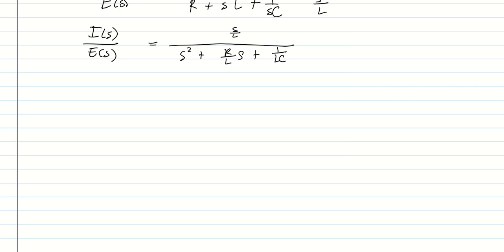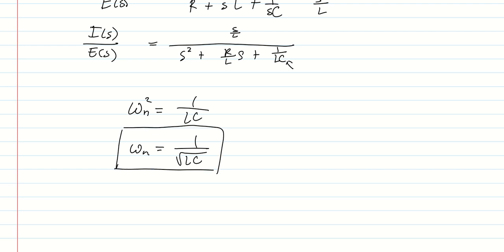Then if you want to determine the different parameters, just like what we did in the previous examples, we want to determine the natural frequency, omega n or omega naught. This should be equal to the square root of this, this should be our omega n squared, 1 over L times C. So to solve for omega n, the natural frequency is just equal to 1 over the square root of L times C for an RLC circuit.